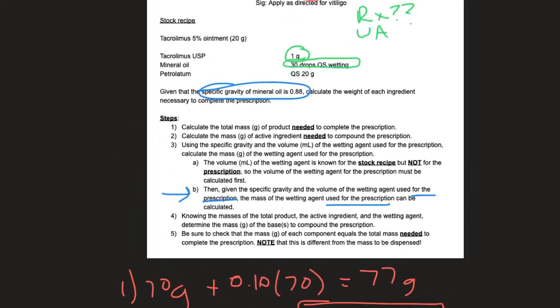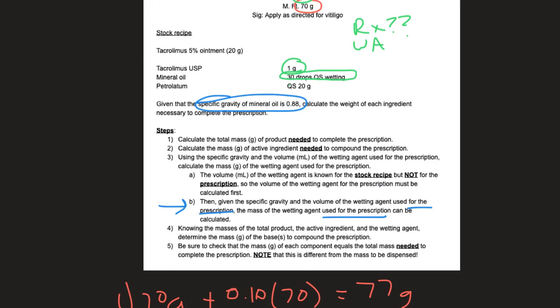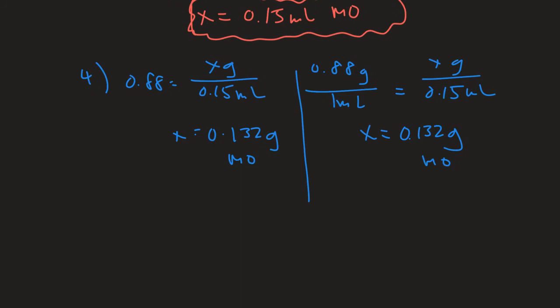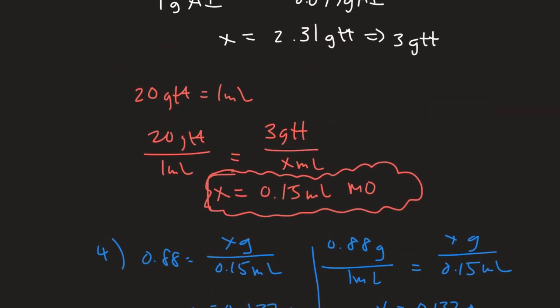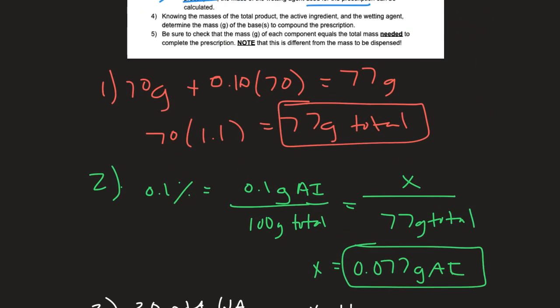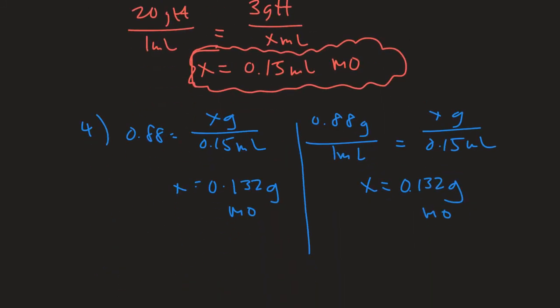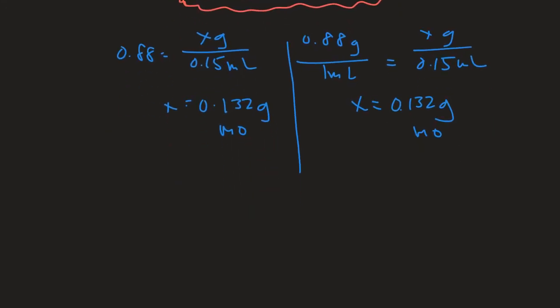Now, since we know the total mass, the mass of the active ingredient, Tacrolimus, and the mass of mineral oil, how much petrolatum do we need, since it's QS to 20 grams? Let's see, step 5. Did I get my steps wrong? 1, 2, 3. Oh, no, this shouldn't have been step 4. Sorry, it was also part of step 3. So now this is step 4. Calculate the mass of the base needed.